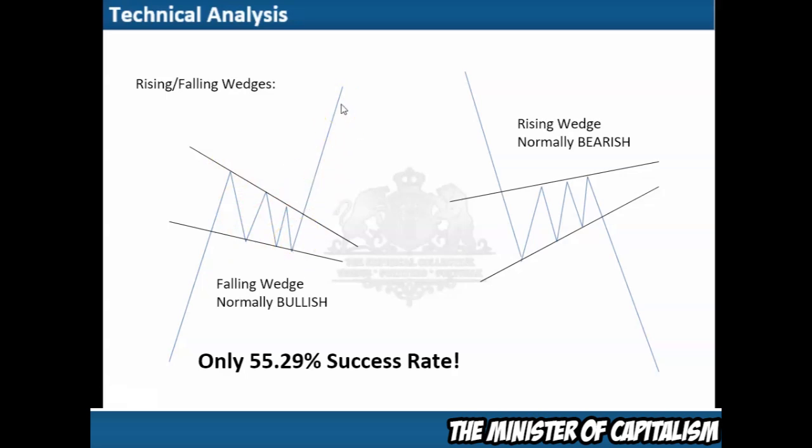And here with the rising wedge, you have a series of higher highs and higher lows being made before the pattern reverses and it drops down through the support level that was previously established. Now for us, we found that wedges have only worked 55.29% of the time. So again, this brings us back to just how important it is that you've got to find confirmation of the trend before you pull the trigger on a trade.